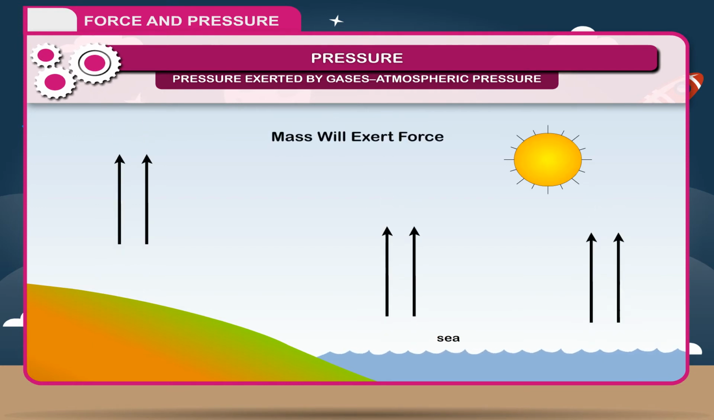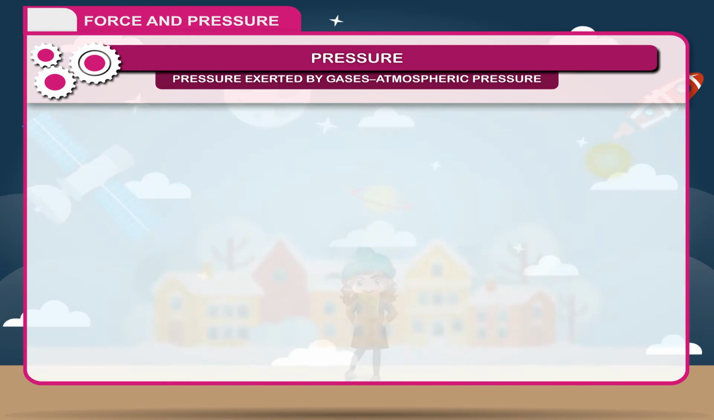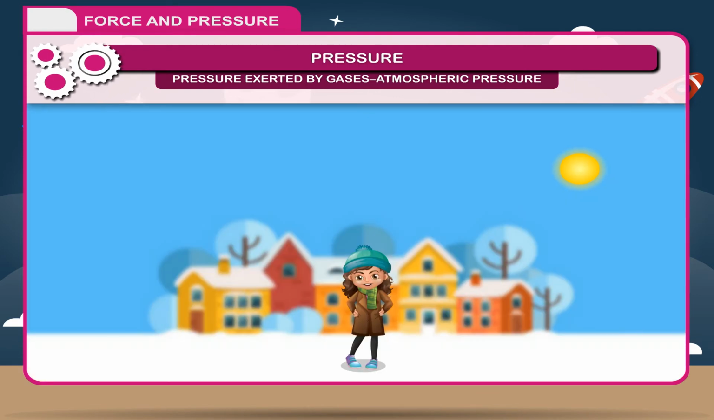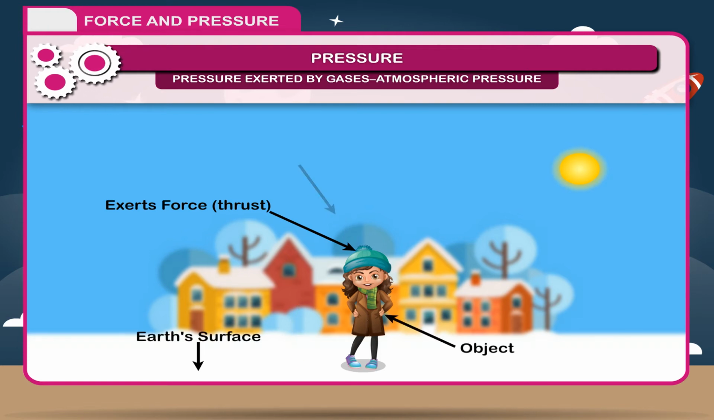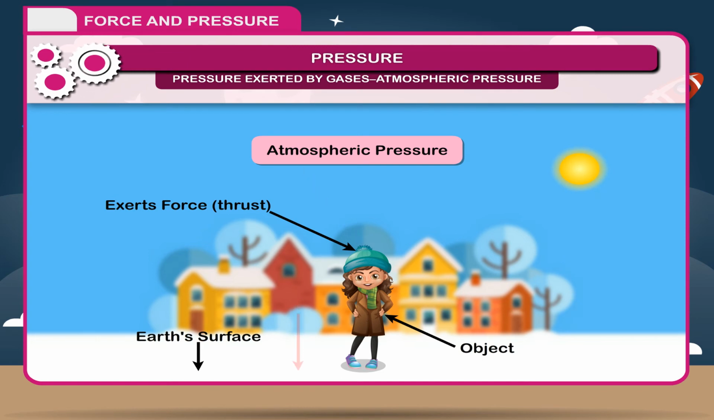Anything that has mass will exert force. As we know that air also has mass, so it exerts force, thrust, on the Earth's surface and on the objects. This thrust acting on unit area of the Earth's surface and on all the objects on or near the Earth's surface is called atmospheric pressure.